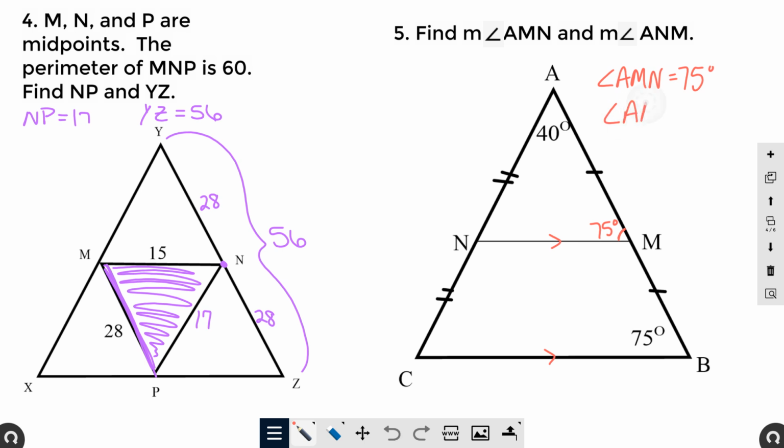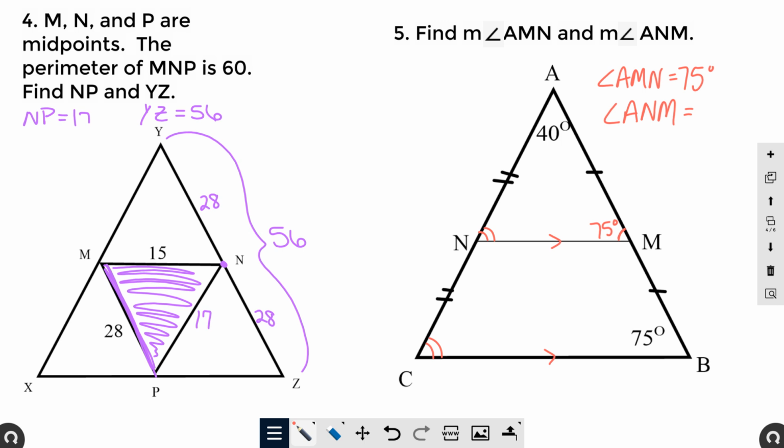Now let's find angle ANM. So what angle is that one referring to? N, the angle at N, and it's the upper one at N. So this angle right here. How can we find this angle? You could find angle C, and angle C would be the same as the angle that we marked, right? These two are equal, again, because of corresponding. And so how could we find angle C?